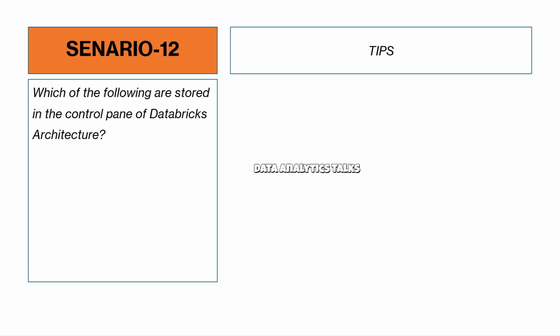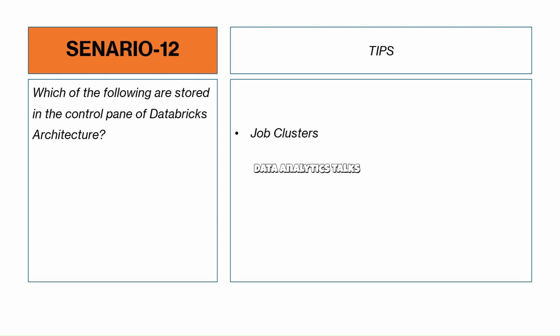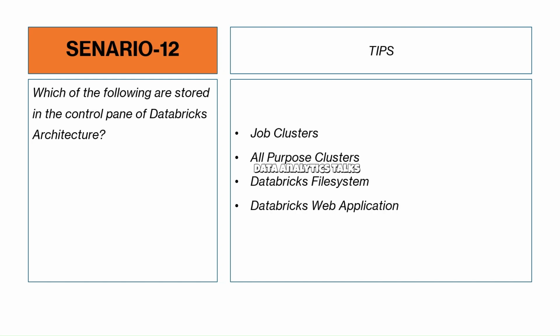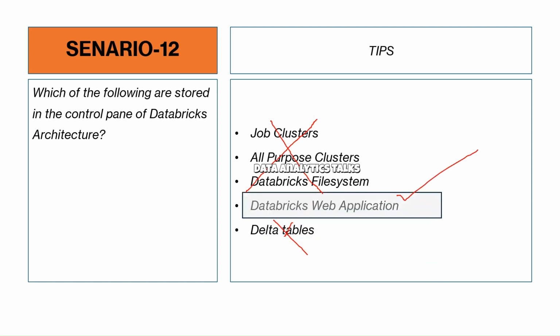Which of the following are stored in the control plane of Databricks architecture? Let's see the options. Job clusters, all purpose clusters, Databricks file system, Databricks web application, and Delta table. If you already listened to the previous questions, you will understand that these are not part of the control plane. What is part of the control plane is Databricks web application.